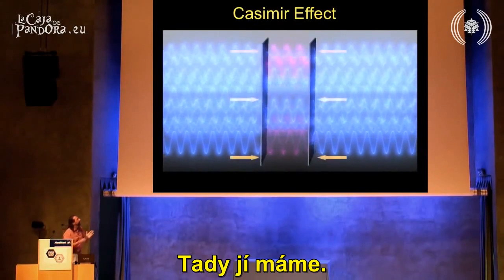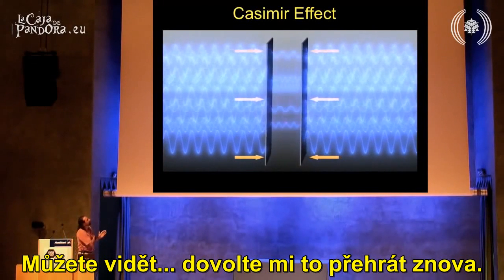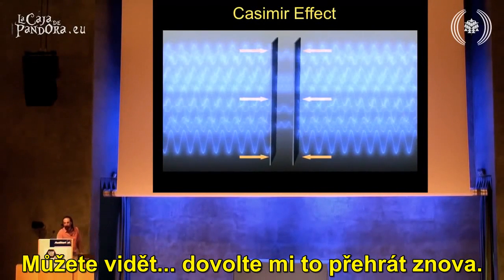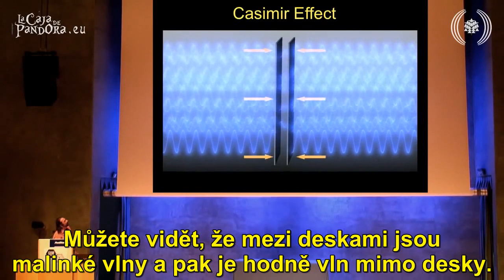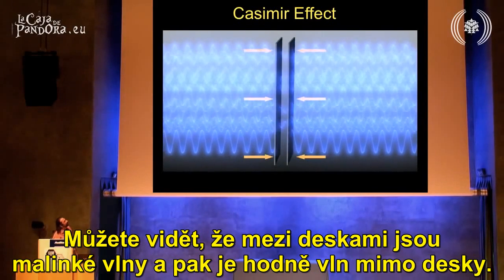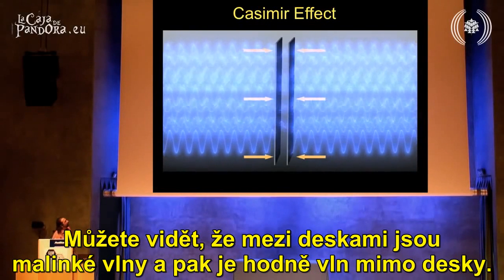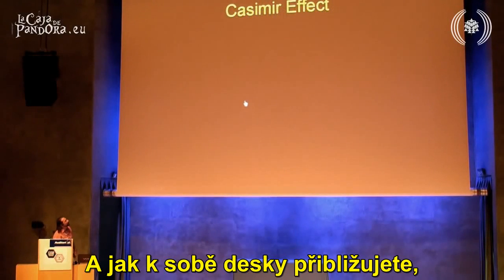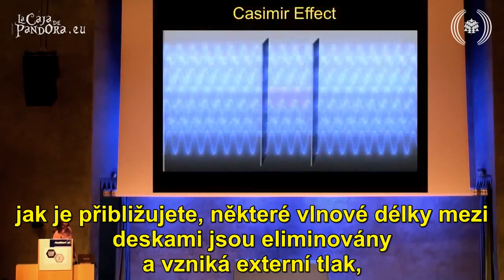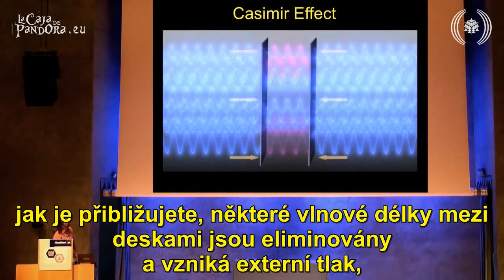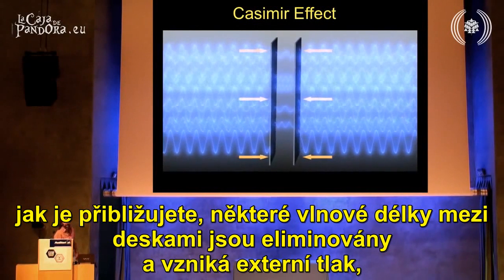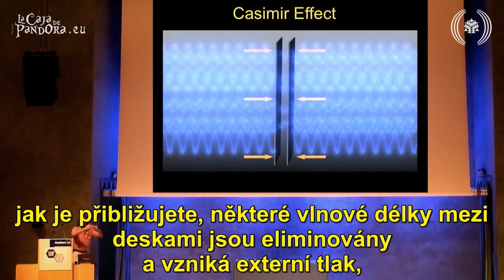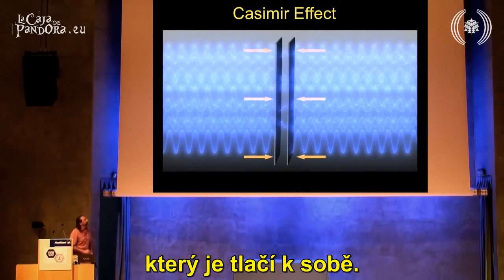There we go. You can see, let me play it again. You can see that there's little waves between the plates and there's a lot of waves on the outside of the plates. So as you bring the plates together, some of the wavelengths get eliminated between the plates, so you get an external pressure pushing the plates together.